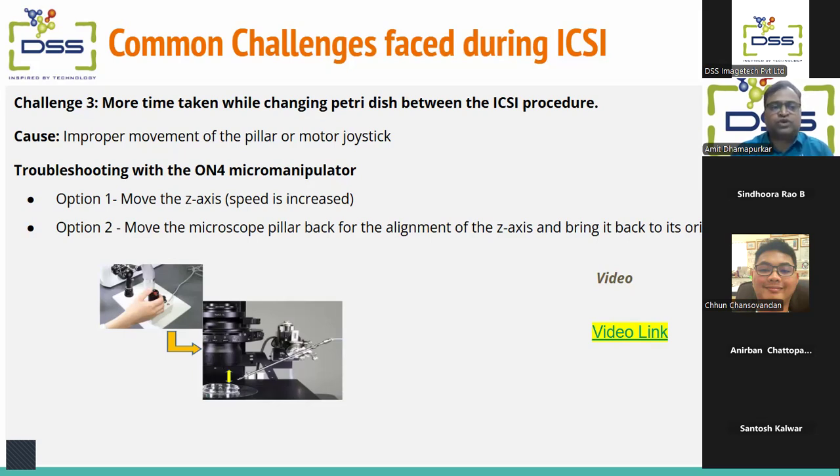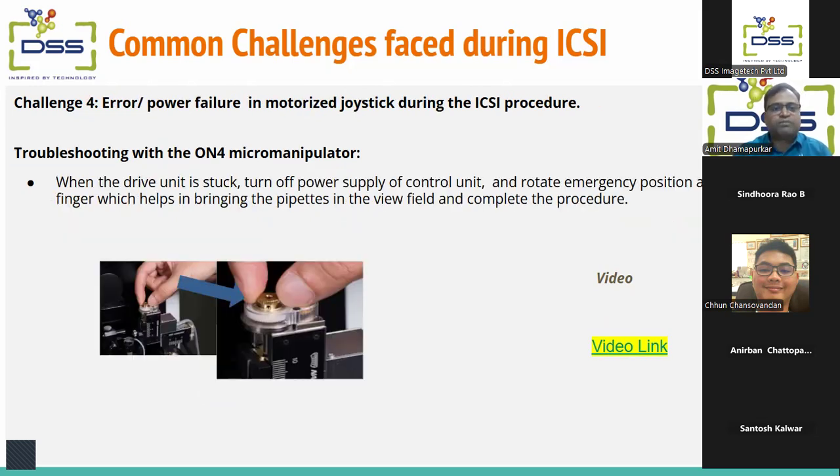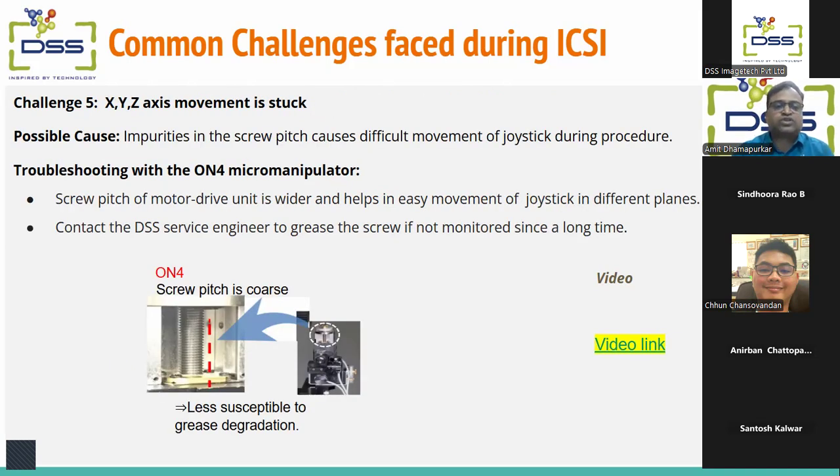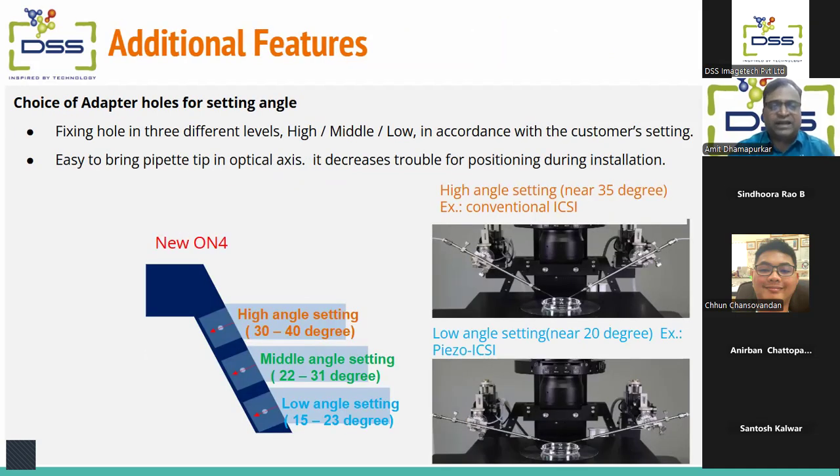So we have two options. One is we can use the coarse features and the Z axis movement upward and change the petri plates. Second, we can move the microscope pillar backward and change the petri plate. Fourth, during the power failure, sometimes we have to operate manually. So these two screws can be used manually, for X and Y operations. And fifth, we saw the screw pitch, which is sometimes affected due to impurities. So these 5 challenges we normally saw under this slide. Now we'll see some additional features.